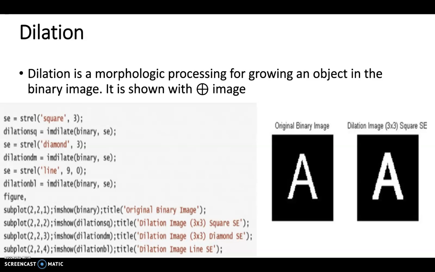It is generally a 3x3 matrix, and the original image is a binary image. The inbuilt functions in MATLAB are strel and imdilate. Imdilate is the inbuilt function which helps in dilation.